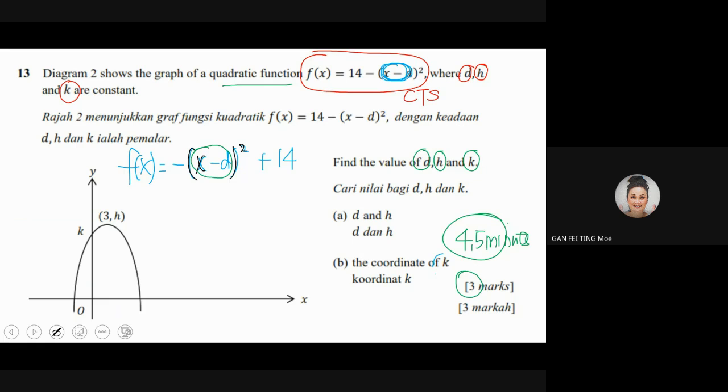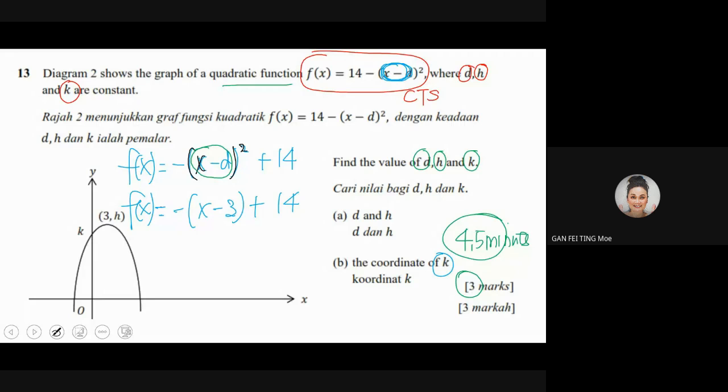Now, coordinate of K. What is K? When you get your d, what do you do? You substitute x, d is 3 just now, plus 14. Remember, in our MX solution, if the first part asks you for the value of a constant in algebraic form, and you already get the value, remember to replace the constant with the value that you get, so that you can see what is going on. Don't be so lazy. Don't just leave d equals 3 and h equals 14. Please place the values into the equation for your eyes to see.